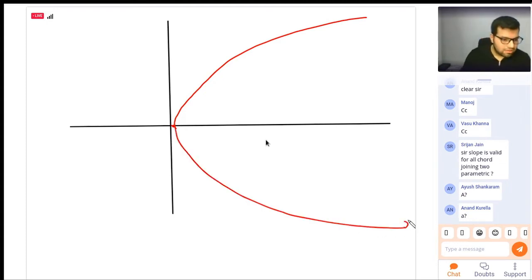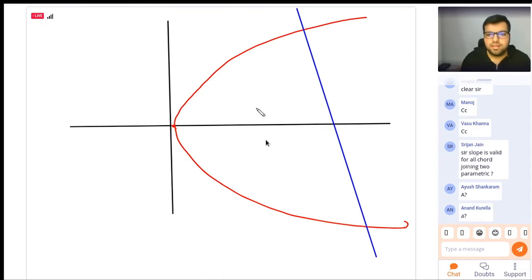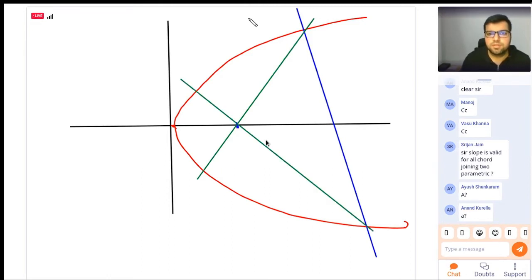So Lx plus My equals 1, the equation of PQ, is a chord. Let PQ be a chord like this, and then let this particular point be the focus. So this is the diagram we are getting. This is P, this is Q, this is the focus S. PS meets at R, QS meets at T. We have to find the slope of RT.